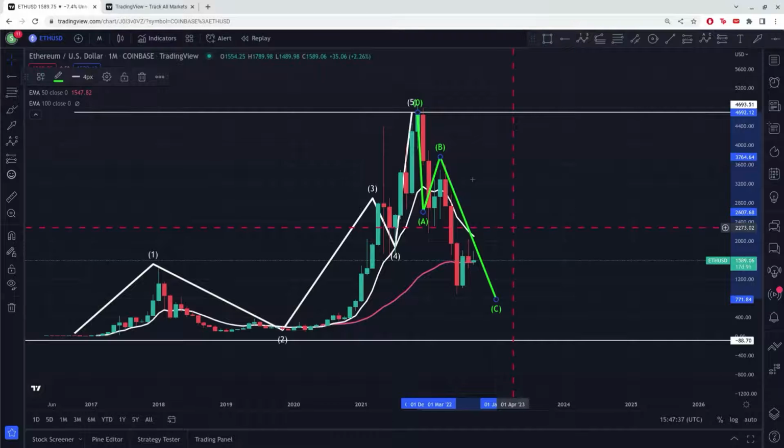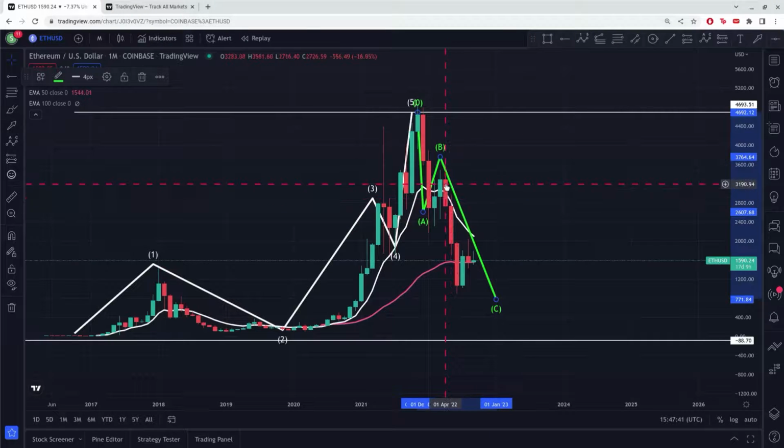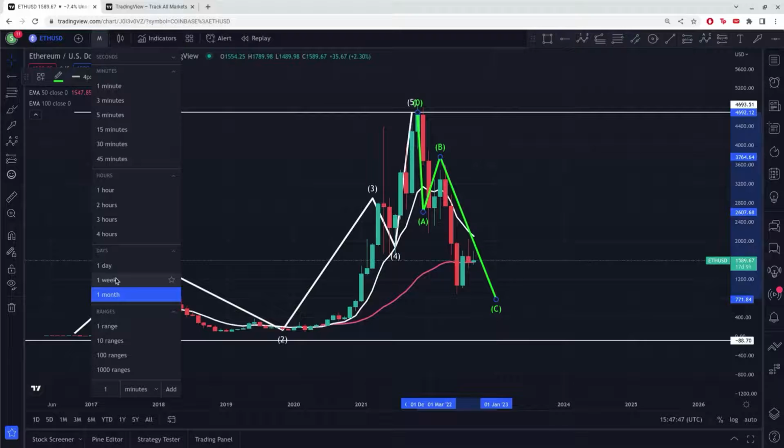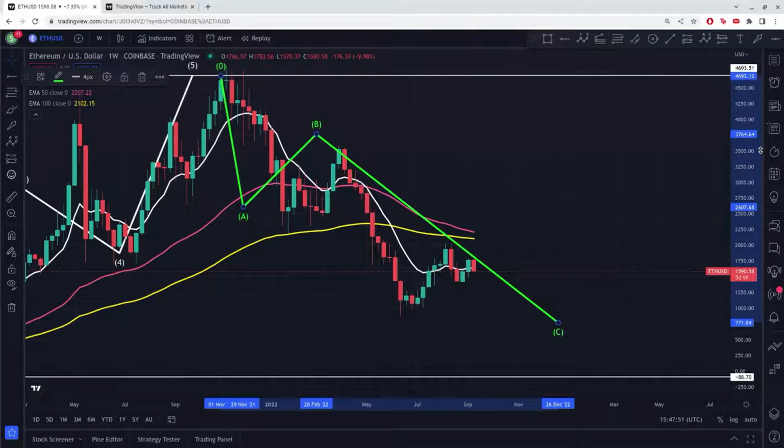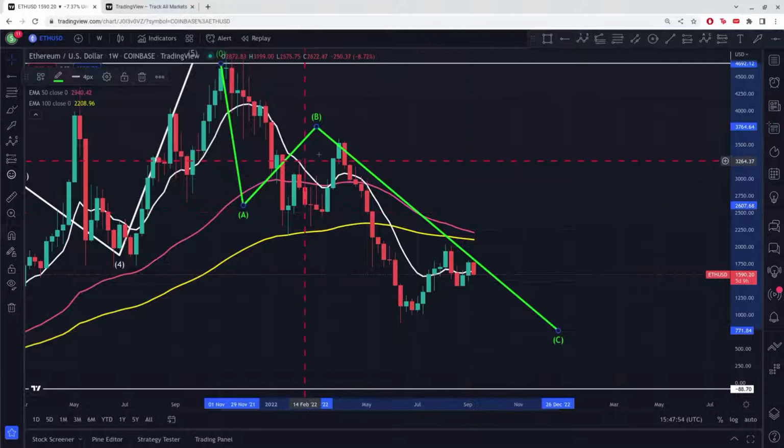So I can't really say much more information. I can't really say any information on the monthly time frame. So in order to get more information about what's happening down here, I'm going to scale down to the weekly time frame to know what's happening. From just looking at it, I could see the 5-wave pattern on this structure down here.